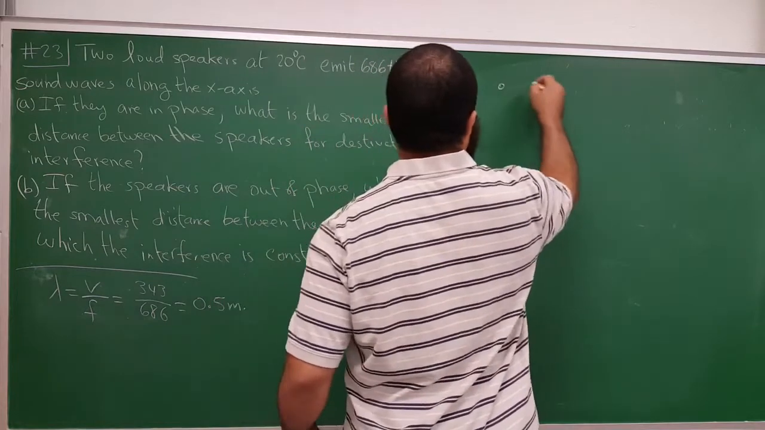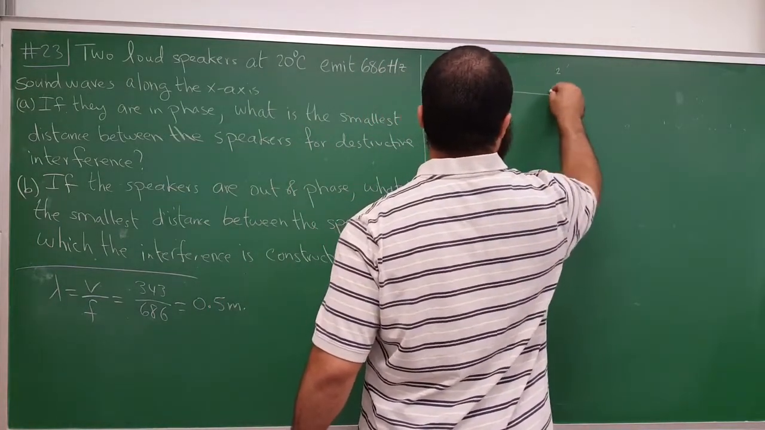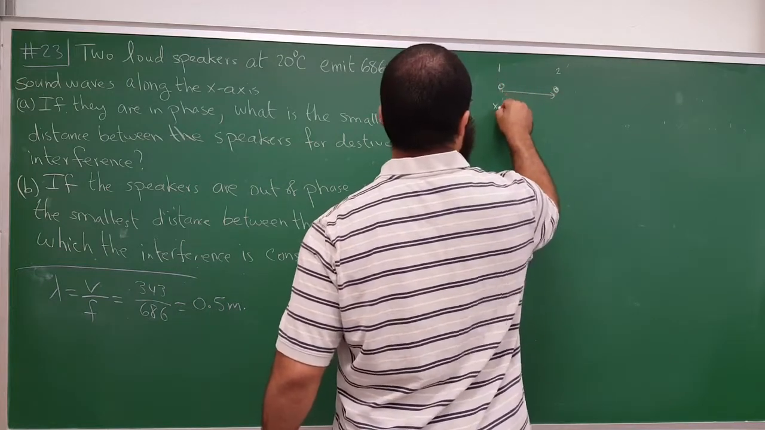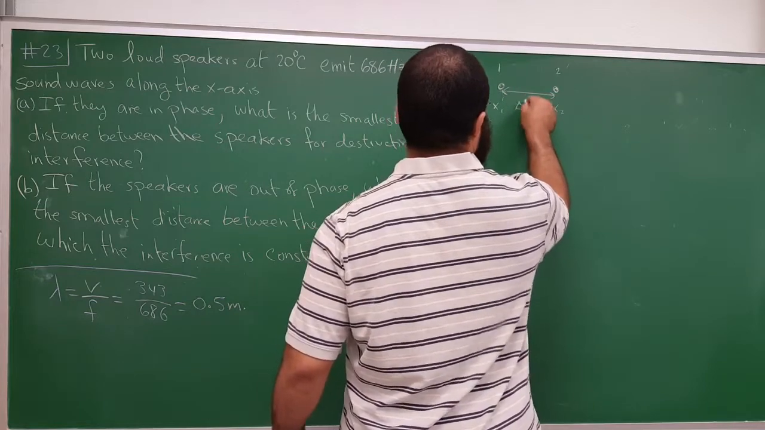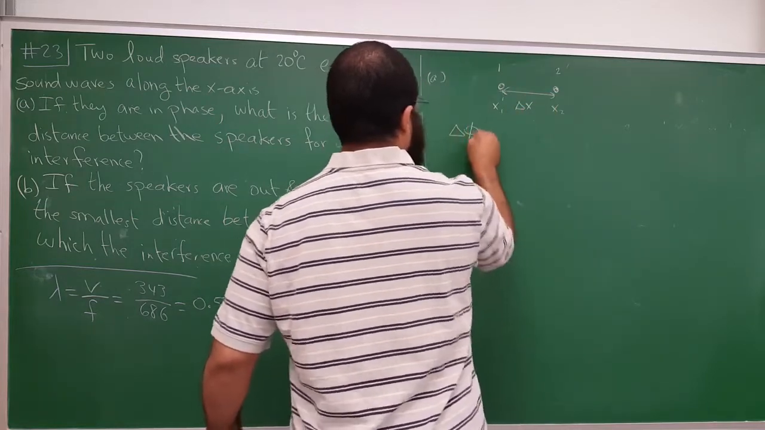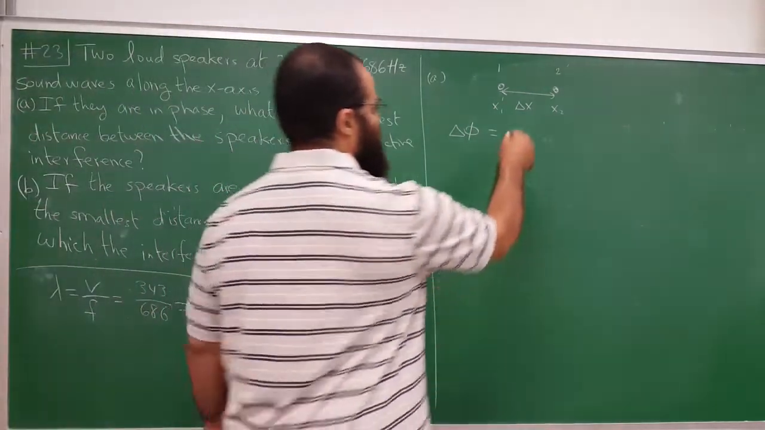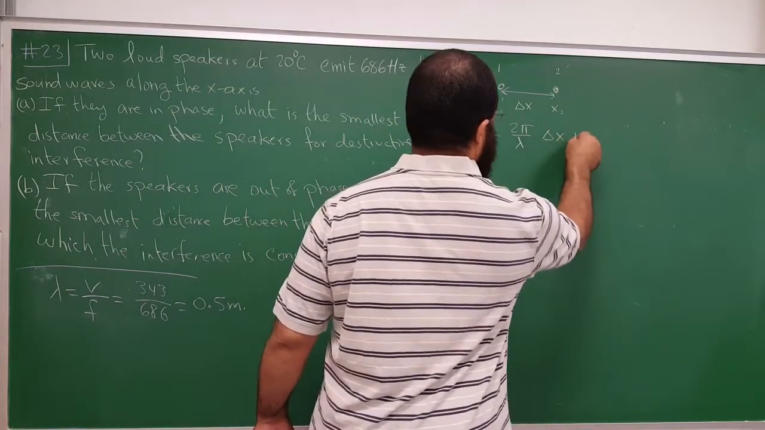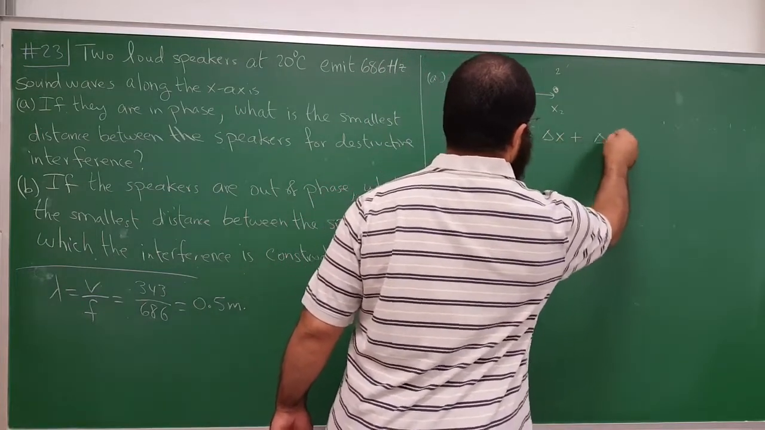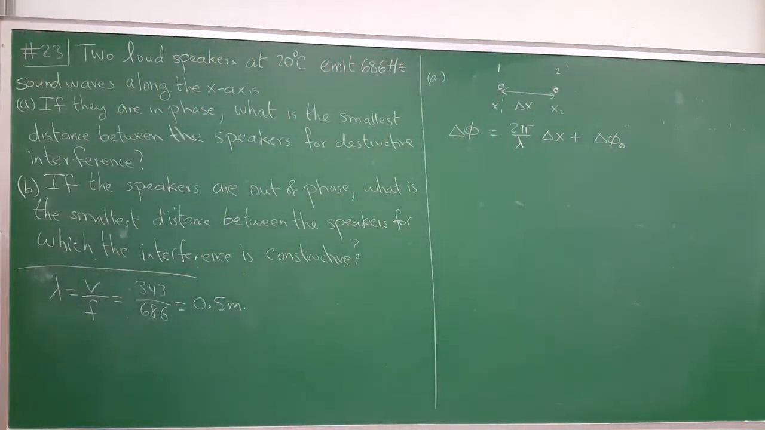Now, let's draw a picture here, part A. Here's speaker 1, let's say, and here's speaker 2. And the distance between them, if the position of this one is x1 and the position of this one is x2, then the distance between them is delta x. And we know that delta phi, that controls the constructive or destructive, is given by 2 pi divided by the wavelength times delta x plus delta phi 0. This is the phase between the two speakers.